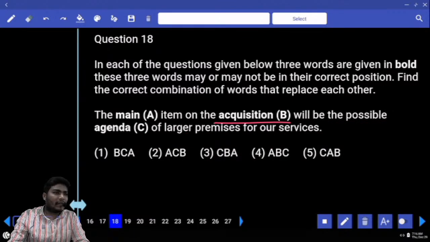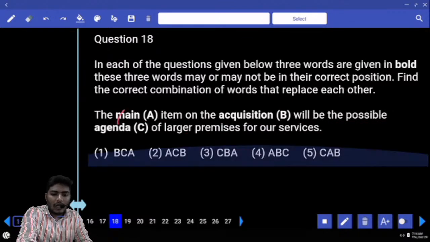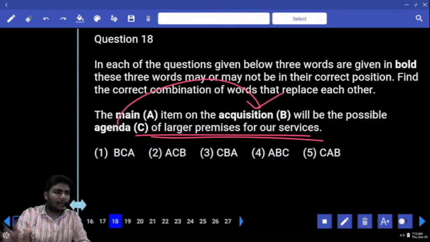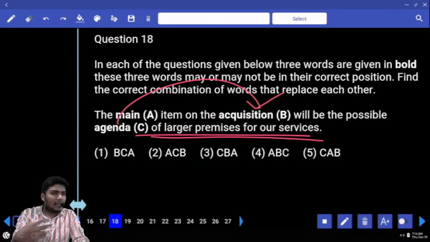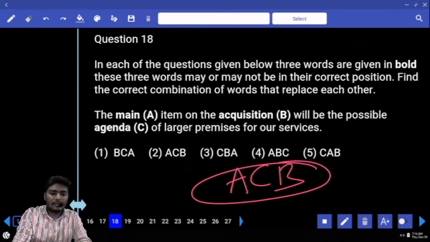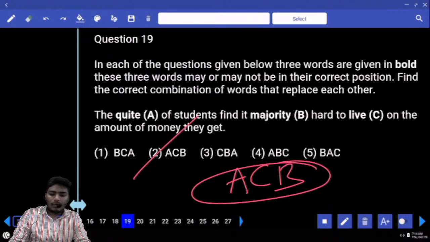Acquisition, requisition, request. Okay. So on the agenda, I think there is some requisition or acquisition of larger premises. Larger premises in the sense, larger building. So we can go with A, C and B. Where is this? A, C, B. Second one. Move to 19.